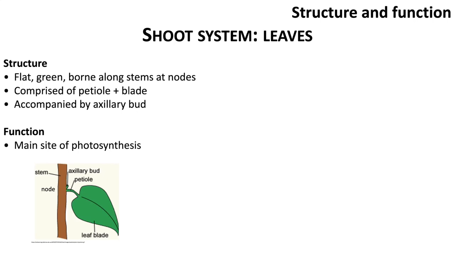Here is a very simple leaf diagram. You can see the petiole and the blade, and that it originates from the stem at the node. We can usually tell a leaf is a leaf because it is subtended by an axillary bud. Axillary means armpit or shoulder, so think of this bud as being in the armpit of the leaf.